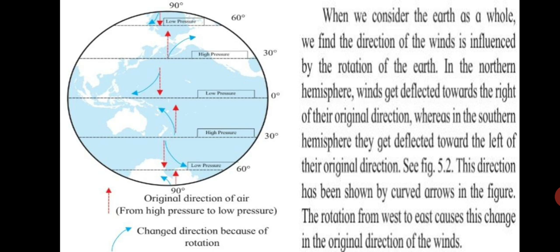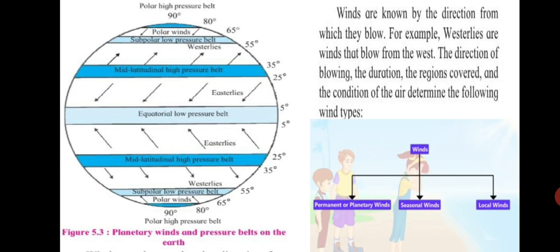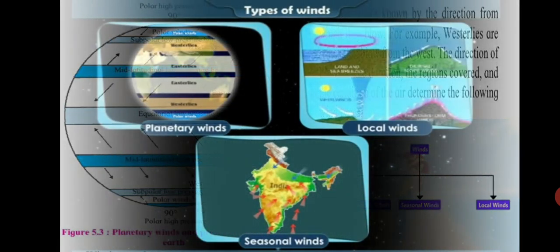Alright, this is due to the rotation of the earth. Winds are known by the direction from which they blow. For example, westerlies are winds that blow from the west, hence they get their name westerlies. The direction of blowing, the duration, the regions covered, and the condition of the air determine the following wind types. So let's study the wind types now.